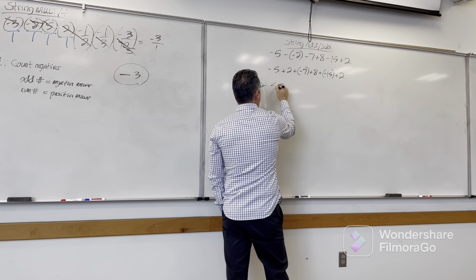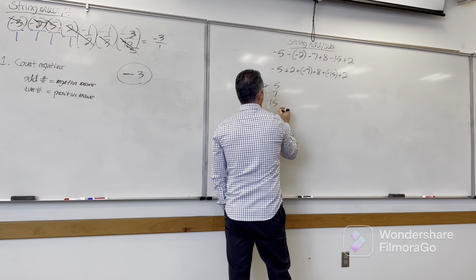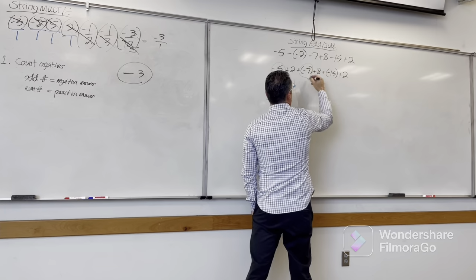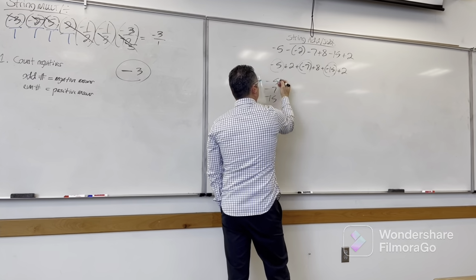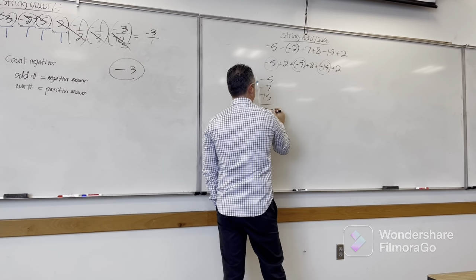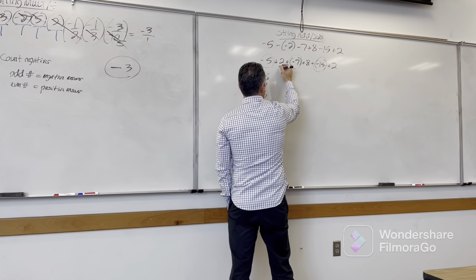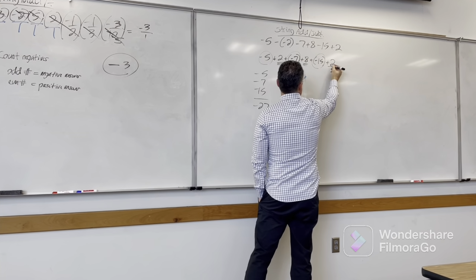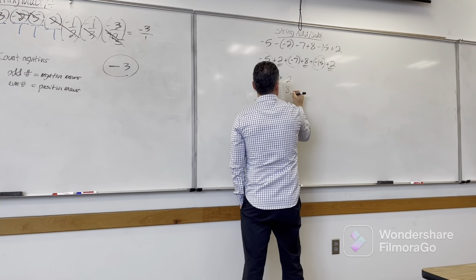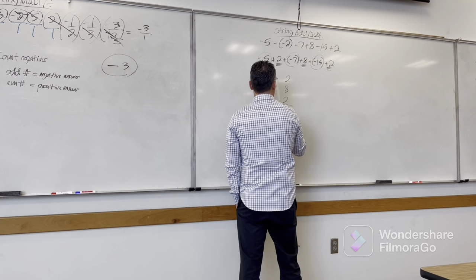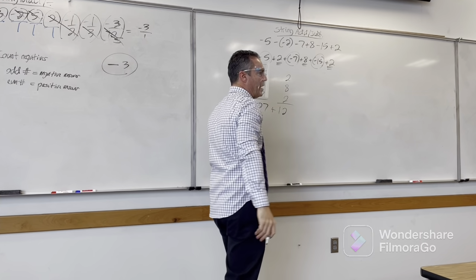Gather all your negatives. You got negative 5, you got negative 7, you got negative 15. 15 and 5 make 20, 20 and 7 make negative 27. Okay, all your positives, you got 2, you got 8, you got 2. 8 and 2 make 10, 10 and 2 make 12. You have a single problem left.